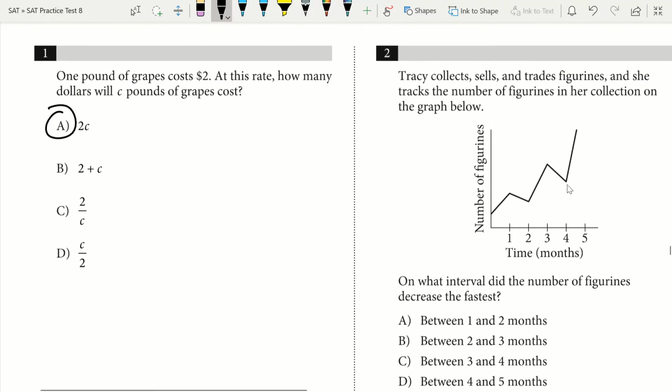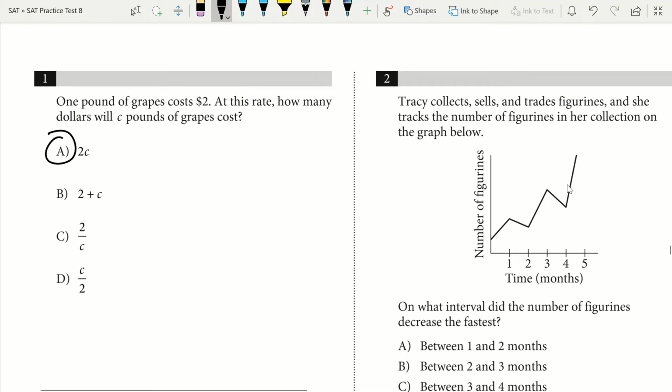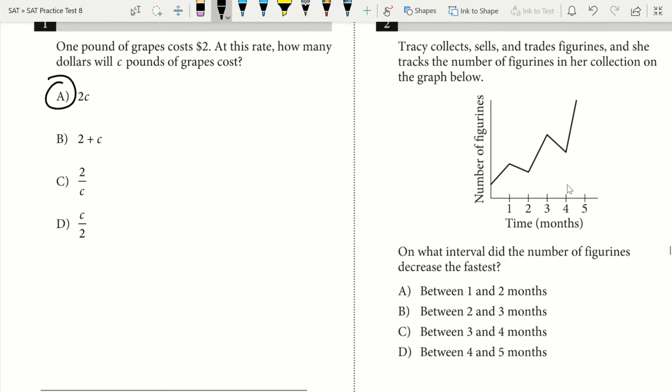Question 2. Tracy collects, sells, and trades figurines. She tracks the number of figurines in her collection on the graph below. On what interval did the number of figurines decrease the fastest? That's going to be the interval with the most negative slope, so that's going to be from 3 to 4 months. So our answer is C.